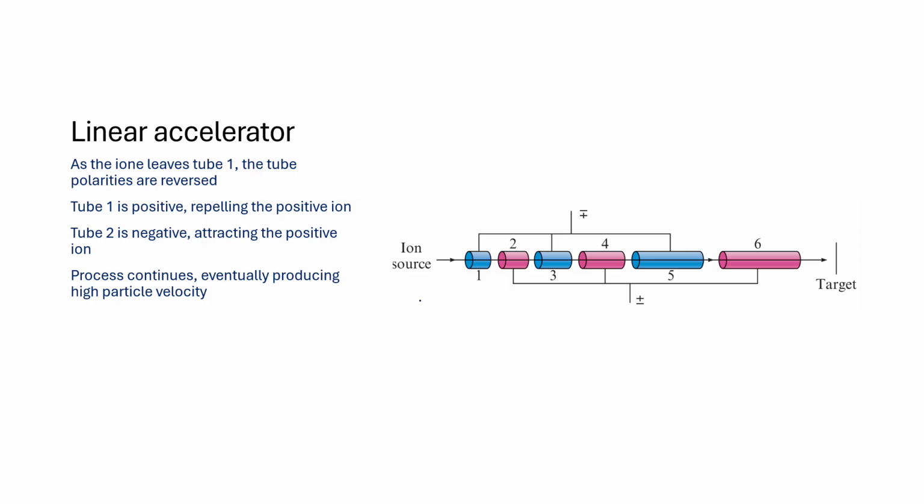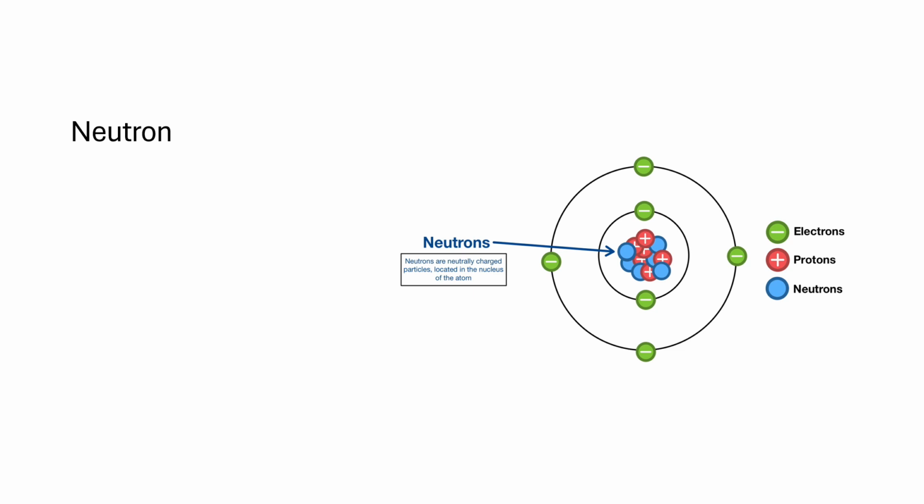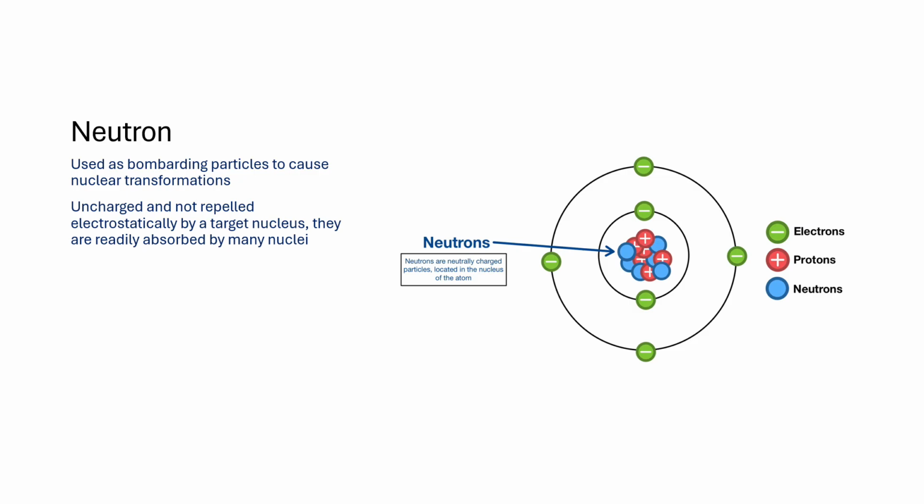So this process continues, which also produces a high particle velocity. Now we have your neutron here, which is used as bombarding particles to cause nuclear transformations, right? Your neutron is uncharged and it's not repelled electrostatically by a target nucleus, so this makes it perfect for bombarding. It's readily absorbed by many nuclei. So this one actually leads to new nuclides, and the fission reactors are actually the most common source of neutrons.